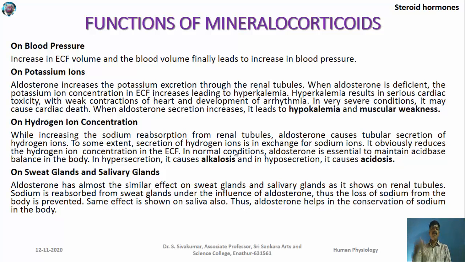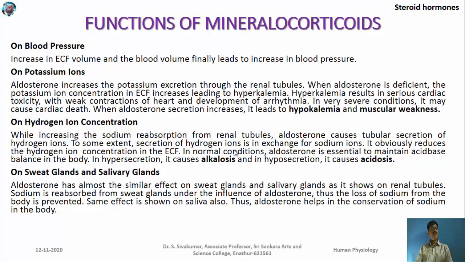So in blood, you have a lesser level of potassium. In urine, you have more loss of potassium. Then when you come to hydrogen ion concentration, sodium is going to be reabsorbed. So in order to compensate the sodium reabsorption, H plus ions are released out of this renal tubule. So more amount of H plus is going to be lost in the urine.